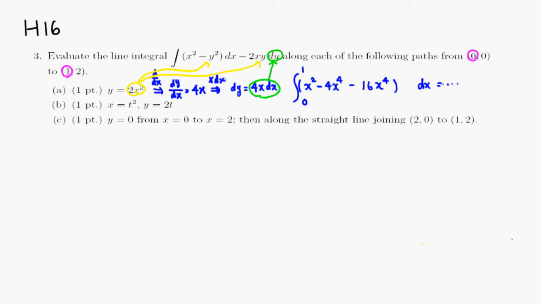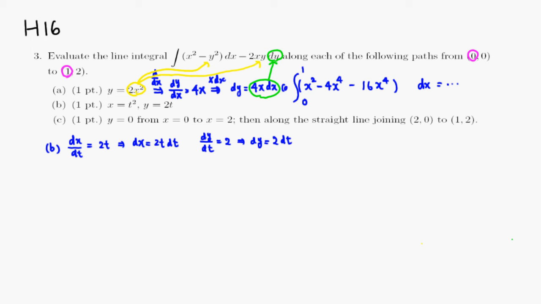Alright, how about part B? If you take the derivative of x with respect to t, we get 2t. So we know that dx is 2t dt. And if you take the derivative of y with respect to t, we get 2, which means that dy is simply 2 times dt. Then we just have to plug in. This is part B.